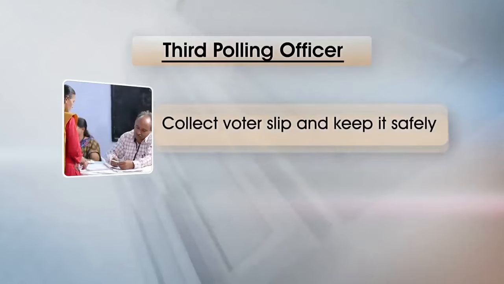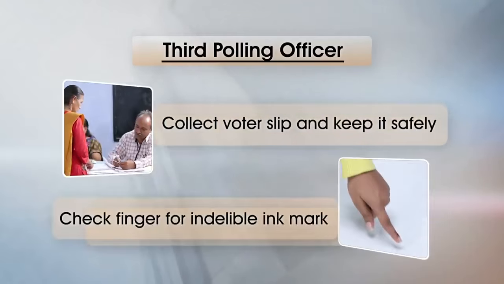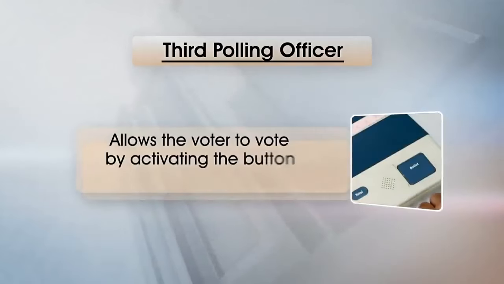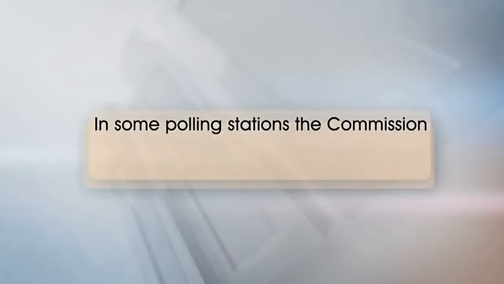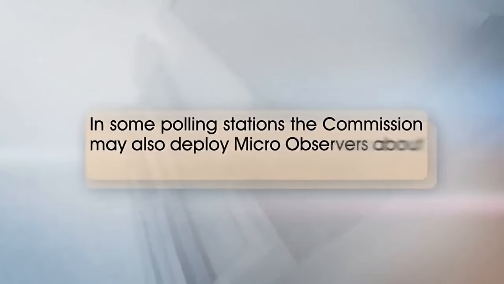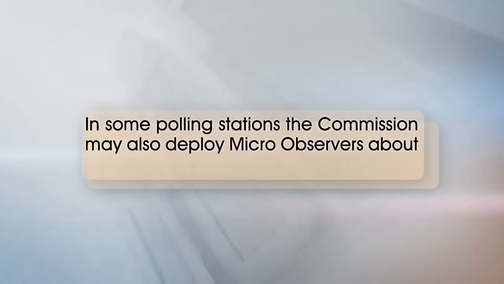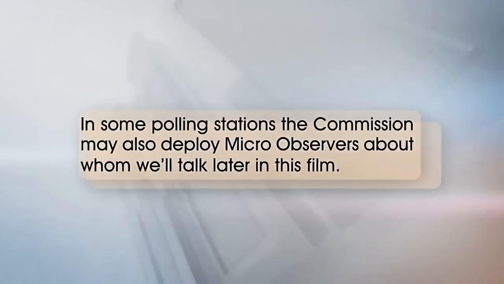Third polling officer, collect voter slip and keep it safely. Check finger for indelible ink mark. Allows the voter to vote by activating the button on the control unit. In some polling stations, the Commission may also deploy micro-observers about whom we'll talk later in this film.